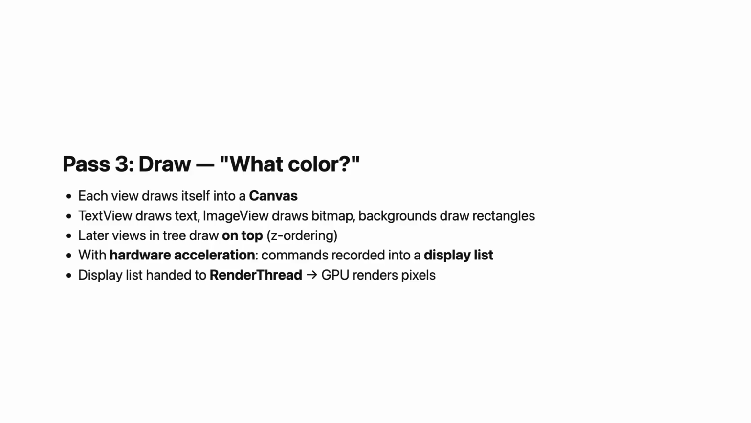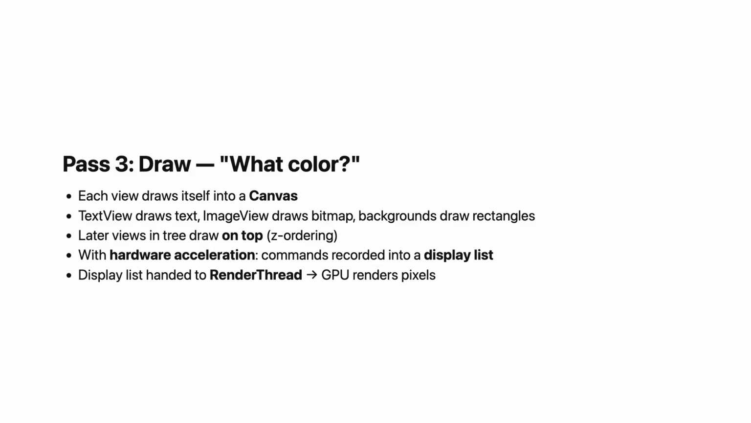But here is the important detail. With hardware acceleration, which is on by default since API 14, views are not drawing directly to the screen. They are recording their drawing commands into a display list, a serialized set of instructions like draw a rectangle here and draw text there. That display list is then handed to the render thread, which sends it to the GPU for actual rendering. This is a big deal because it means the main thread does not have to wait for the GPU.